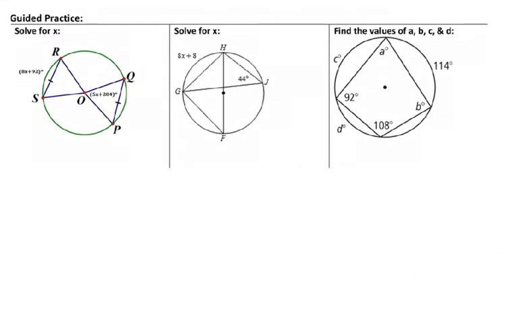Okay, looking at the last one in this section, we're going to find the values of A, B, C, and D. So we've got this quadrilateral that is inscribed in the circle. Inscribed just means that all of the vertices are on the circle. And we have to find the missing angles.